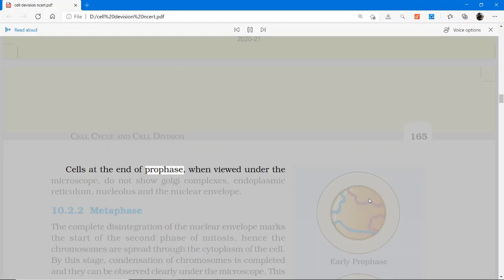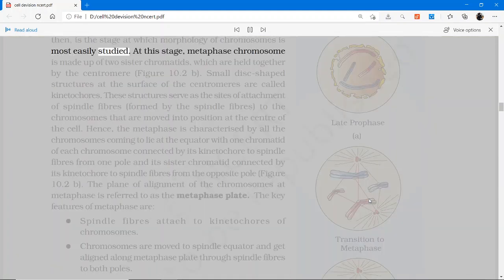Cells at the end of prophase, when viewed under the microscope, do not show Golgi complexes, endoplasmic reticulum, nucleolus, and the nuclear envelope. 10.2.2 Metaphase. The complete disintegration of the nuclear envelope marks the start of the second phase of mitosis, hence the chromosomes are spread through the cytoplasm of the cell. By this stage, condensation of chromosomes is completed and they can be observed clearly under the microscope. This then, is the stage at which morphology of chromosomes is most easily studied.